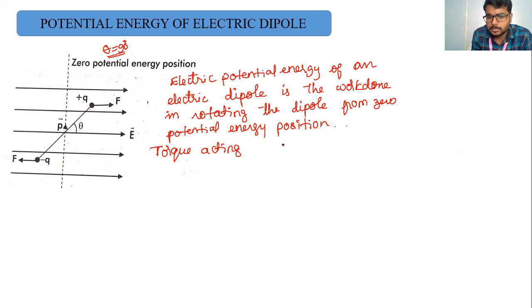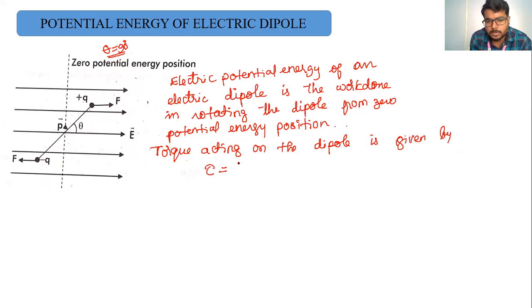on the dipole is given by, so what is the expression for torque? So you are familiar with this. So tau is equal to P E sin theta. First chapter ಒಳಗೆ now torque experienced by this dipole. So this tau is equal to P E sin theta. Take it as equation number 1. So ಇದನ್ನ equation number 1 ಅಂತ ತಗೊಳ್ಳಿ.